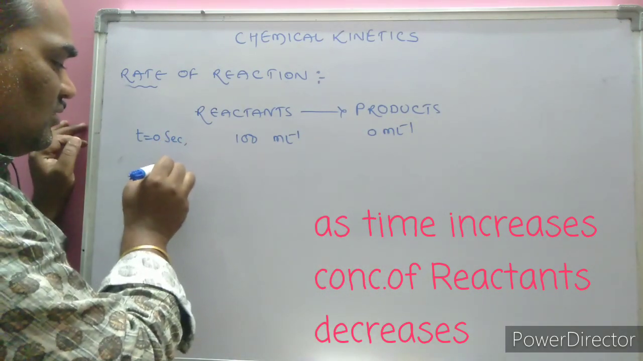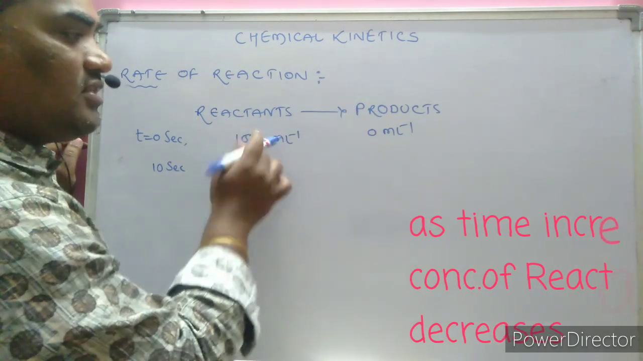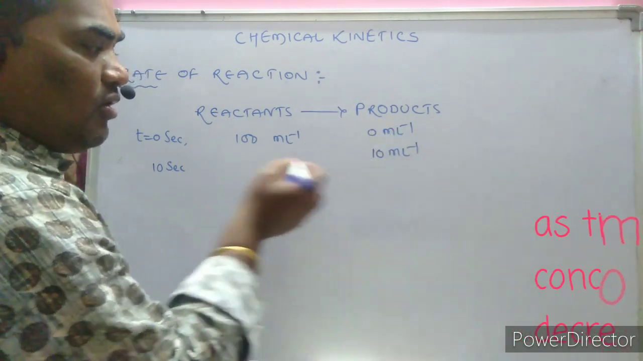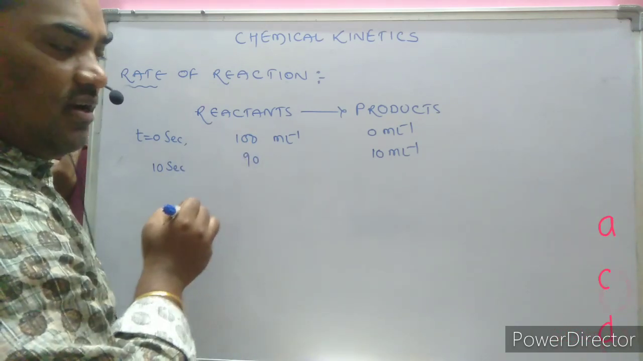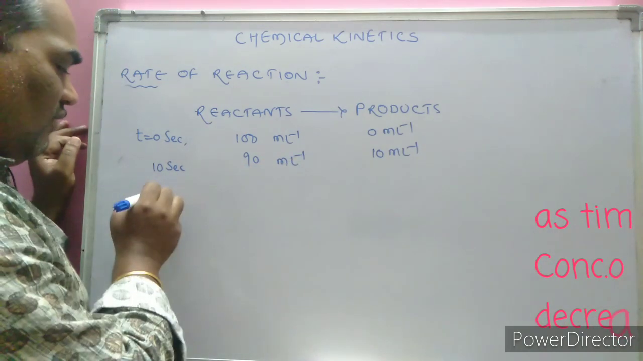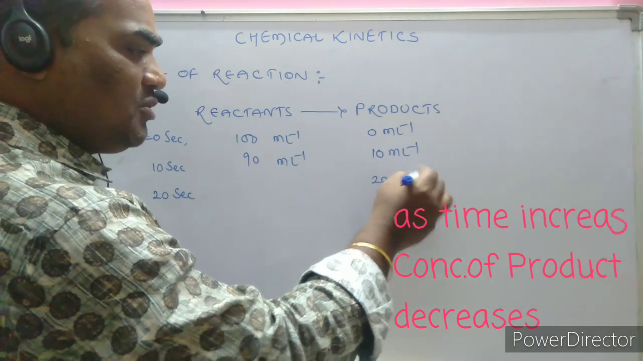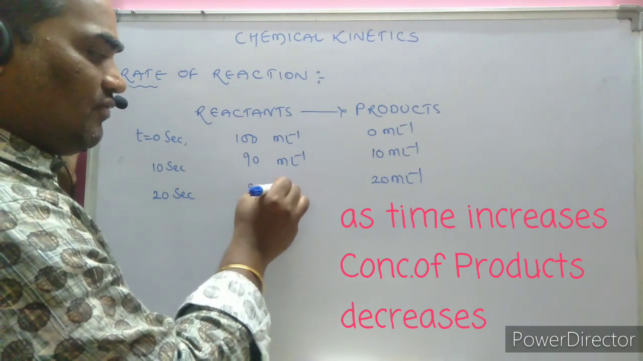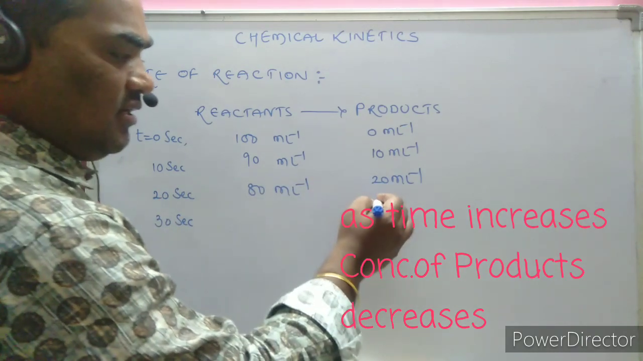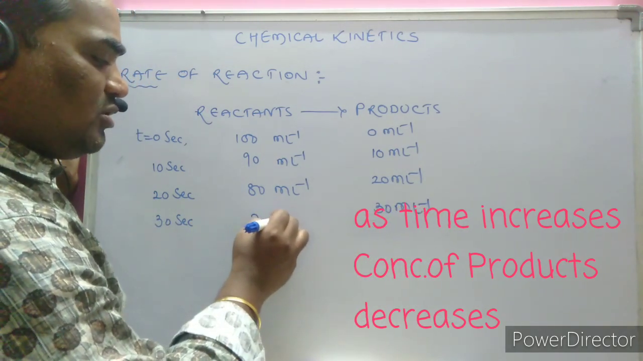After 10 seconds, what happens? As the time increases, the reactants get converted into product. Let us suppose 10 moles per liter of product is forming, so the concentration left of the reactants is 90 moles per liter. After 20 seconds, I imagine there are 20 moles per liter of product, and the left concentration of the reactants is 80 moles per liter. After 30 seconds, 30 moles per liter is the product's concentration, whereas 70 moles per liter is the concentration of the reactant.